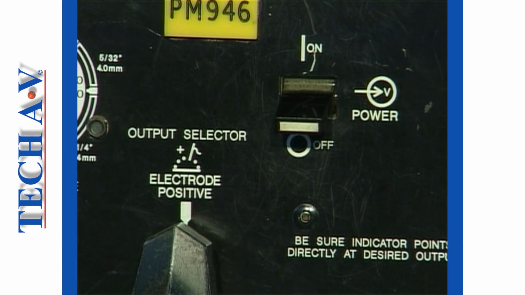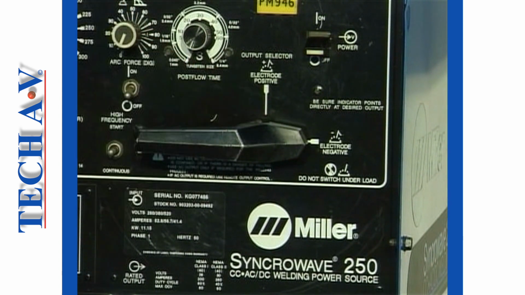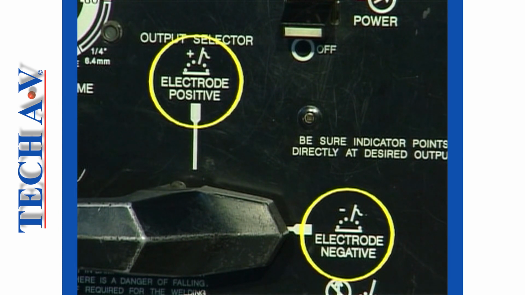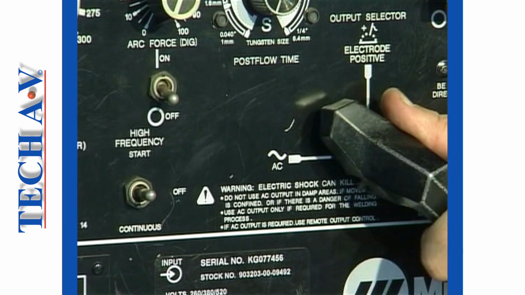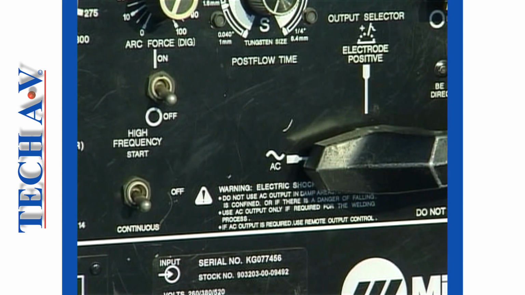With the isolator switch in its off position, set the desired current type using the output selector switch. If you are using DC, then make sure that you select the desired polarity. Remember that if you intend using AC, then you should also switch the HF control switch to continuous.